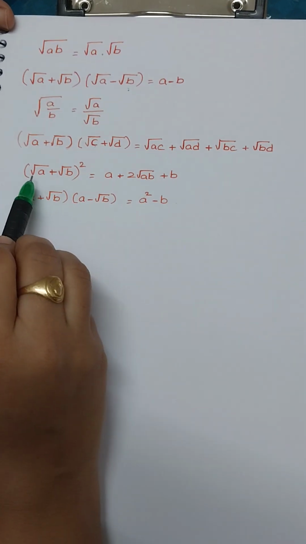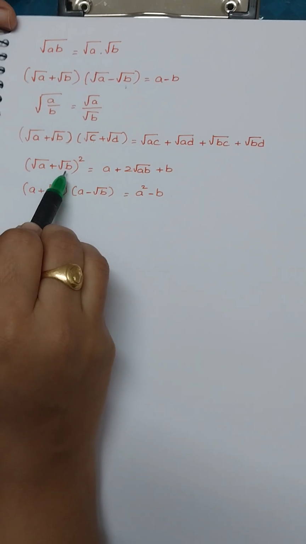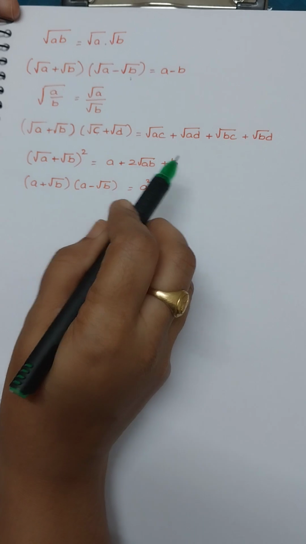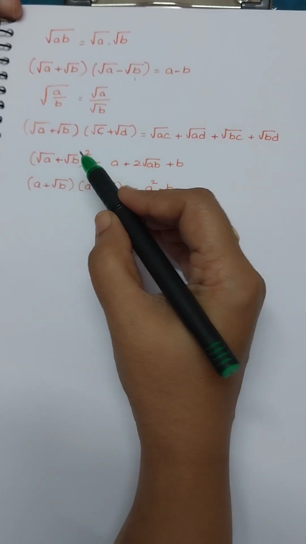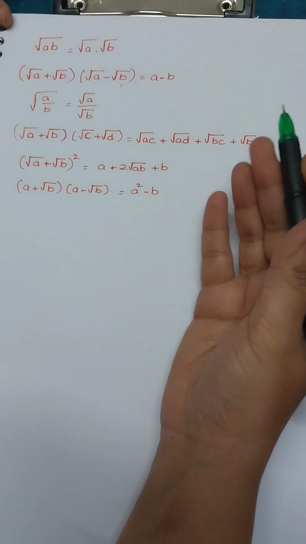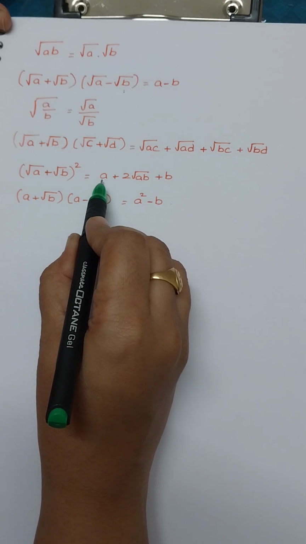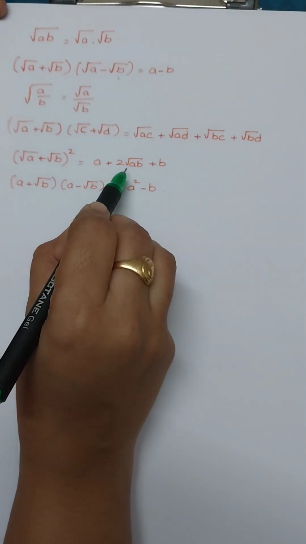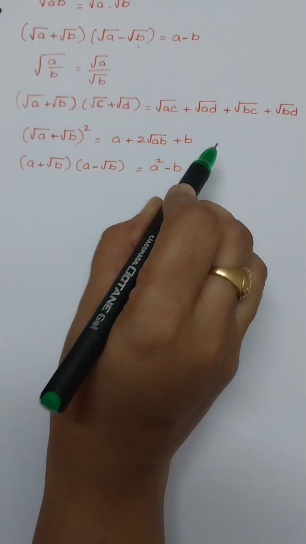Now this one is square root of A plus square root of B whole square. That is A plus B whole square. So what does this give? A square plus 2AB plus B square, right? So here A square will become A because it is square root of A. So A plus 2 root of AB plus B.